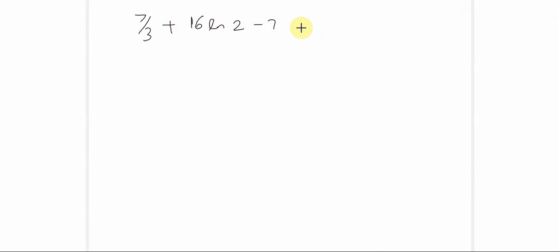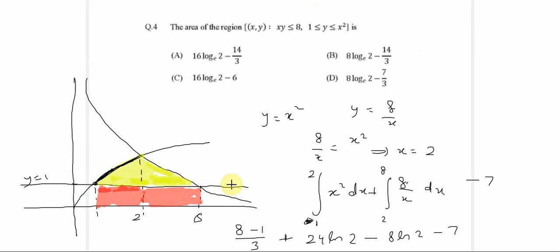So 7 by 3 minus 7 is minus 14 by 3. So our final answer is 16 ln 2 minus 14 by 3. Okay, this one.